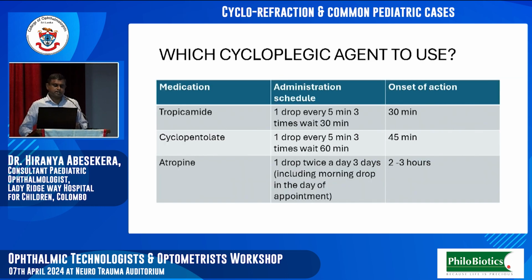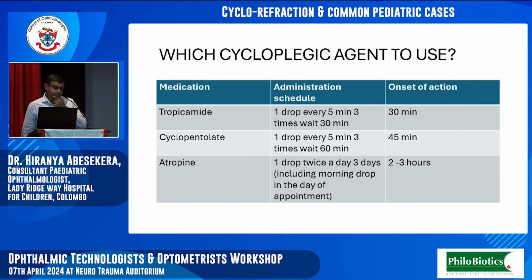So which drug do you use in your practice? Of course, you can use all three drugs: tropicamide, cyclopentolate, and atropine. The dilating action of tropicamide is faster. Atropine is slower. But it's not actually the dilating effect which is important, it is the cycloplegic effect.